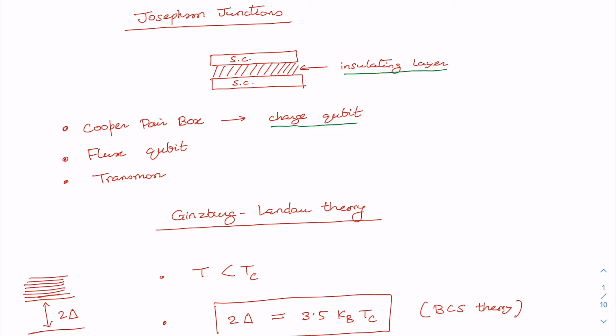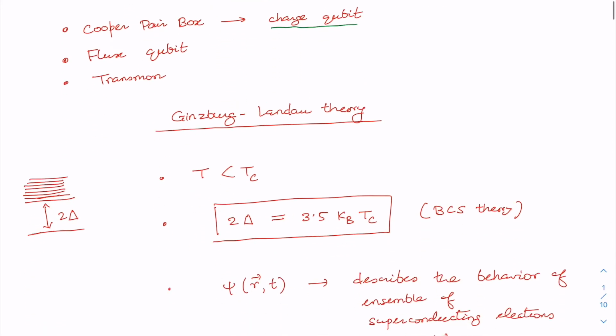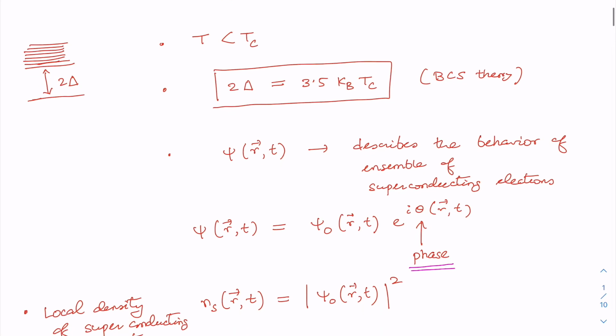And the development in Josephson junctions mainly came from the Ginzburg-Landau theory, whose main features we discussed in the last class. Previously, we learned about the BCS theory, and one of the main results of BCS theory was that the band gap in a superconductor is related to the critical temperature of the superconductor by this expression.